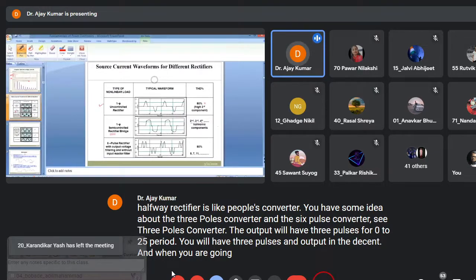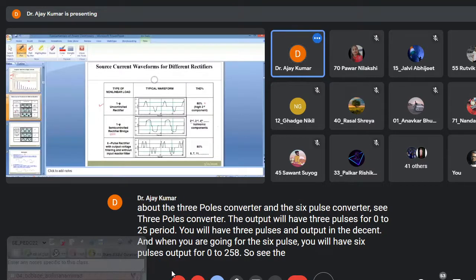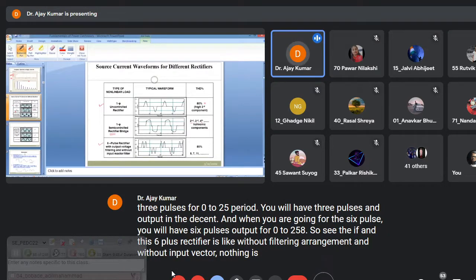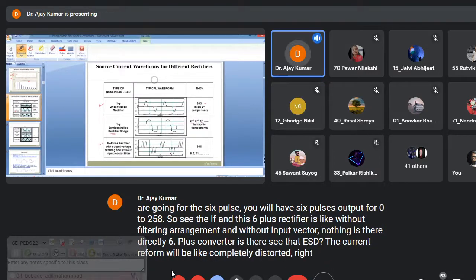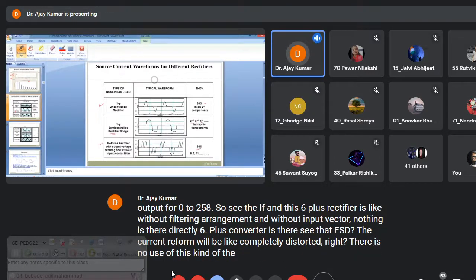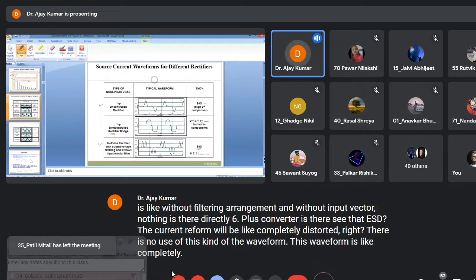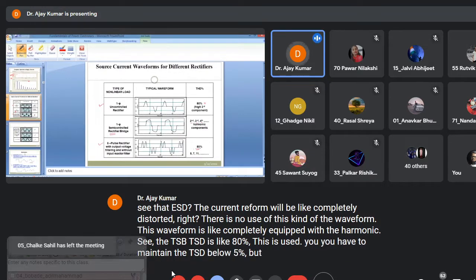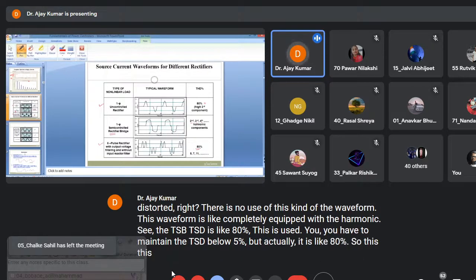So see the THD. And this 6 pulse rectifier is without a filtering arrangement and without an input reactor. Nothing is there, directly a 6 pulse converter. See the THD. The current waveform is completely distorted. There is no use of this kind of waveform. This waveform is completely full of harmonics. See the THD, it is like 80%. You have to maintain the THD below 5%, but actually it is 80%. So this is a very large gap. And see the harmonic content: 5th, 7th, 11th, all the odd harmonics will be there.